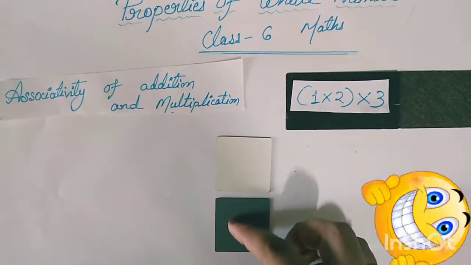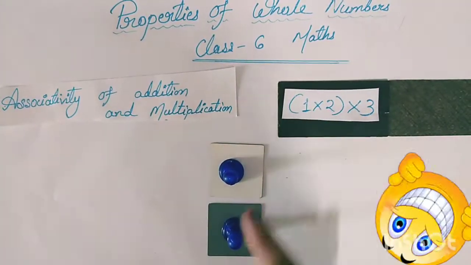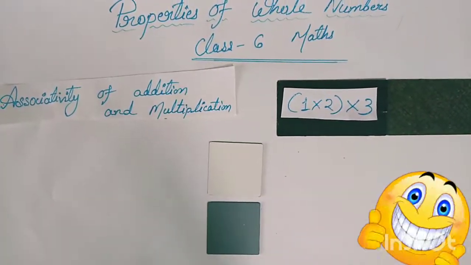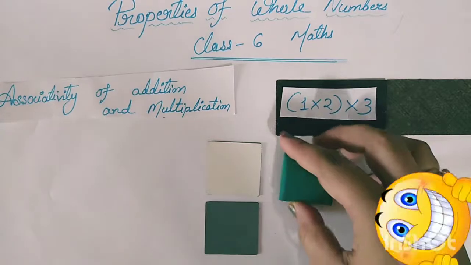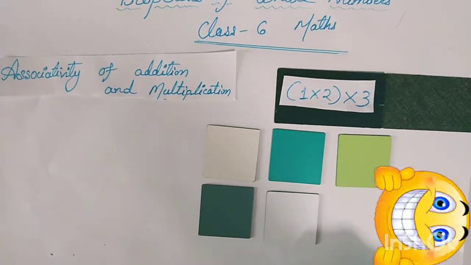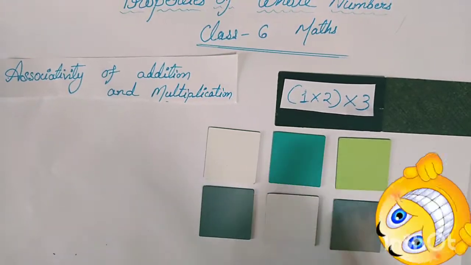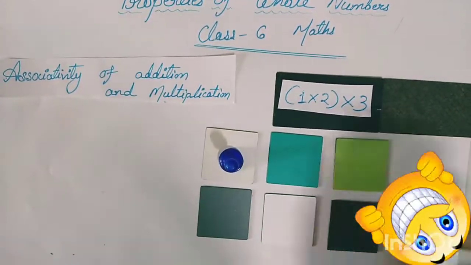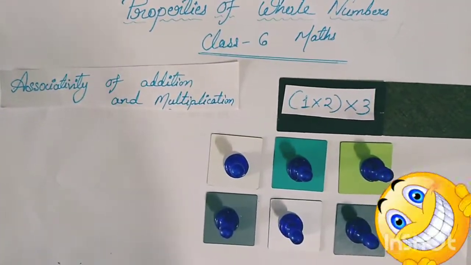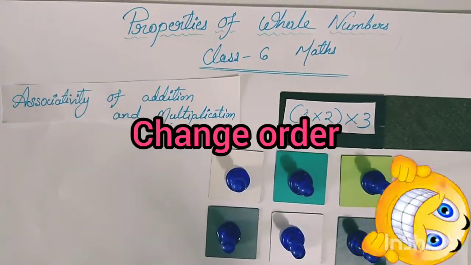So 1 and 2, one column and 2 rows. So what is your answer? 1 and 2. It means your answer is 2 into 1 is 2, right? And now 2 into 3. So here I am taking 2 rows and 3 columns like this. There are 3 columns, 1 2 3, and 2 rows. Now count 1 2 3 4 5 and 6. That means the answer is 6.